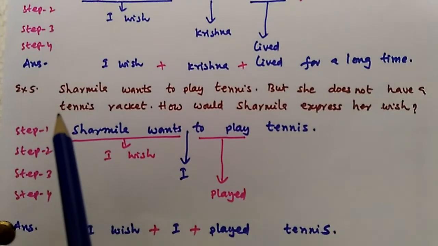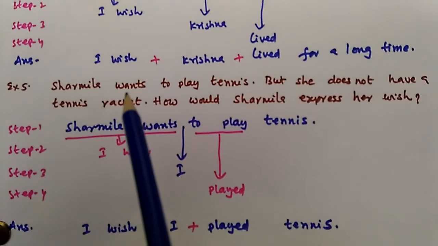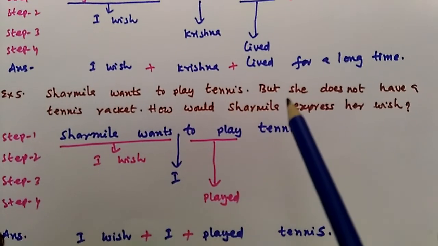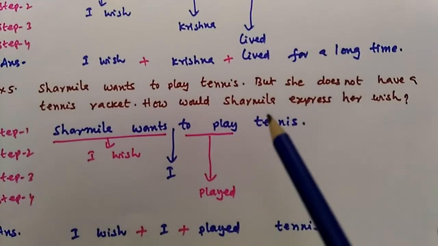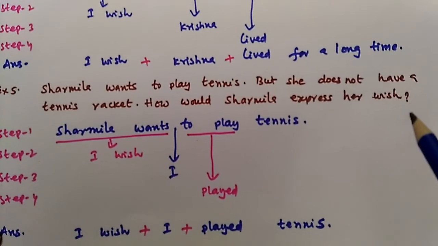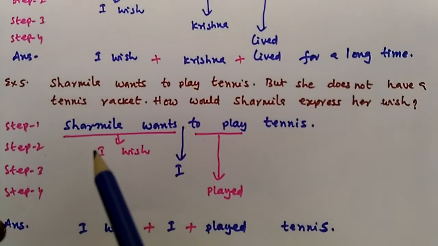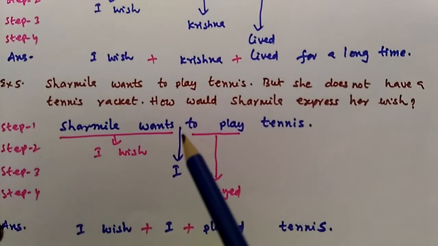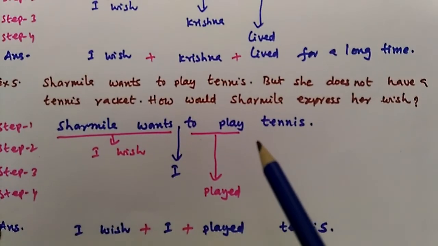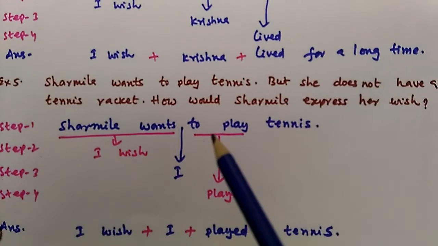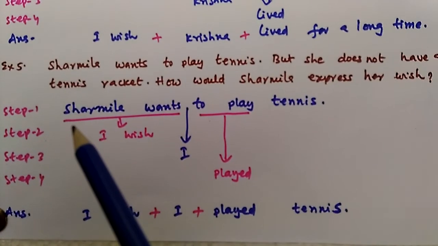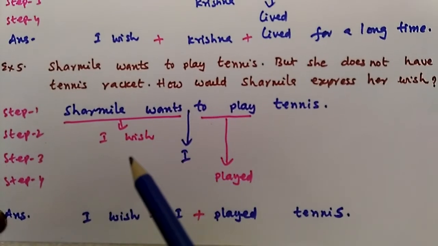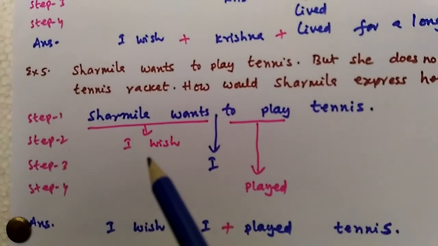And next, example number 5. Sharmila wants to play tennis, but she does not have a tennis racket. How would Sharmila express her wish? The first step is we have to identify the wish carrying sentence, that is, Sharmila wants to play tennis. Second step is we have to remove from Sharmila to wants, and there we have to write I wish.